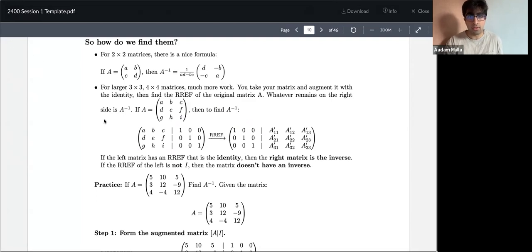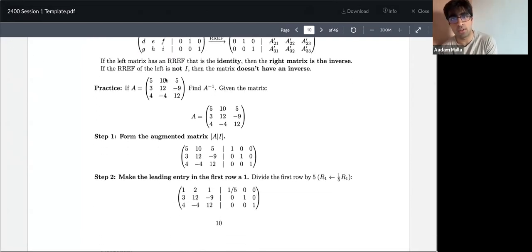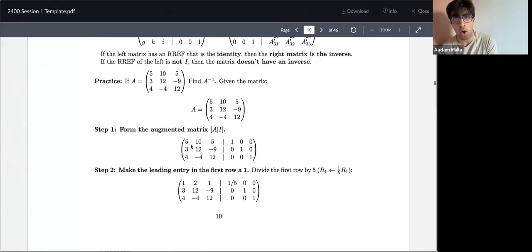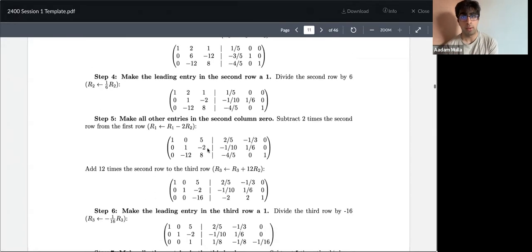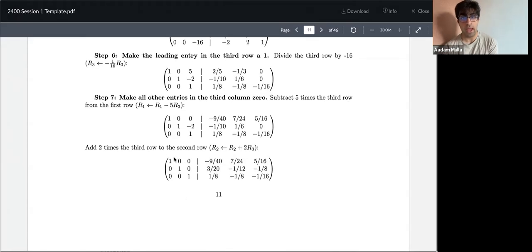Okay, so let's do an example. If this is our matrix A, how do we find the inverse? We augment it with the identity. We do a bunch of row operations similar to how we did before. We've done row operations on A in the previous problem. We end with the identity on the left here, and what's left on the right is the inverse.